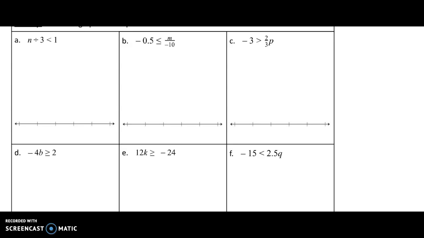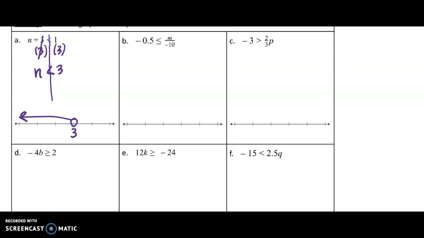Alright, so the triads. So we draw our line down the equal sign. We're dividing by 3, so we're going to multiply by 3 on both sides. These cancel. We have n is less than 3. So I have 3, it's an open circle, and it's going to the left. We multiply by a positive, so our inequality stays the same.